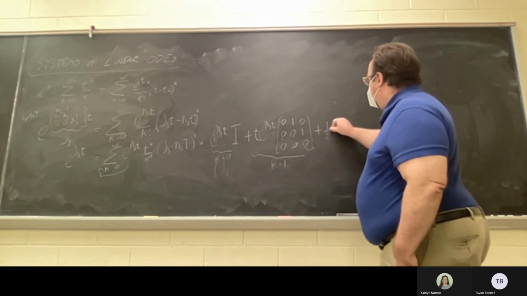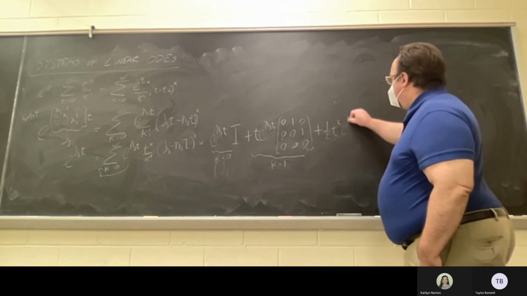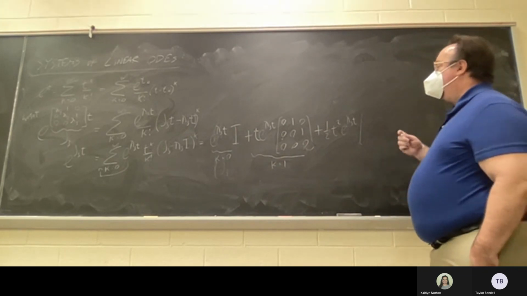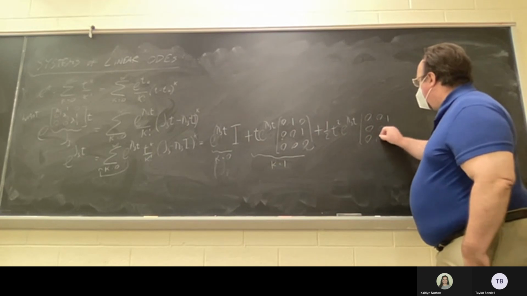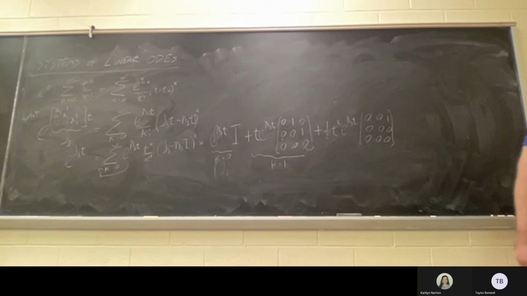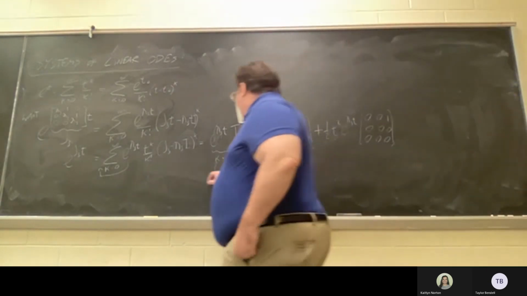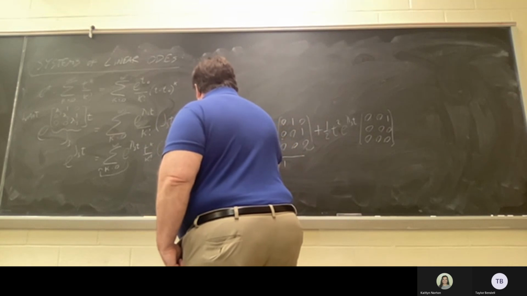Plus 1/2 t squared e to the lambda 3t times J3 minus lambda 3 identity to the second power. And that has nothing except that one entry in the upper right corner. And then that's it. There are no more terms because any of the powers of J3 minus lambda 3 identity will be 0. So then I just add all of these together, and sure enough, that's the matrix we got that describes the solution to our system of ODEs.